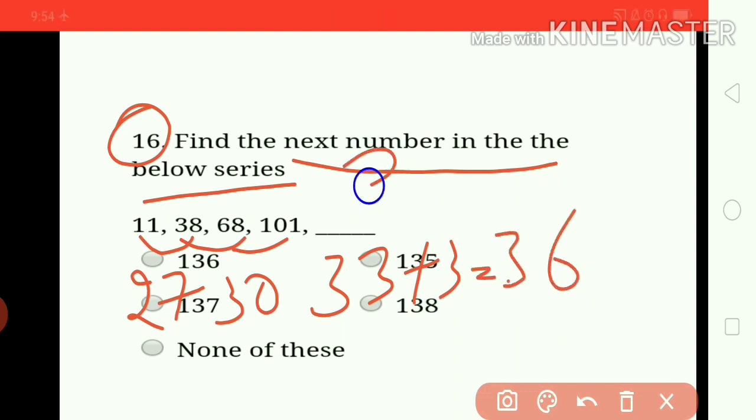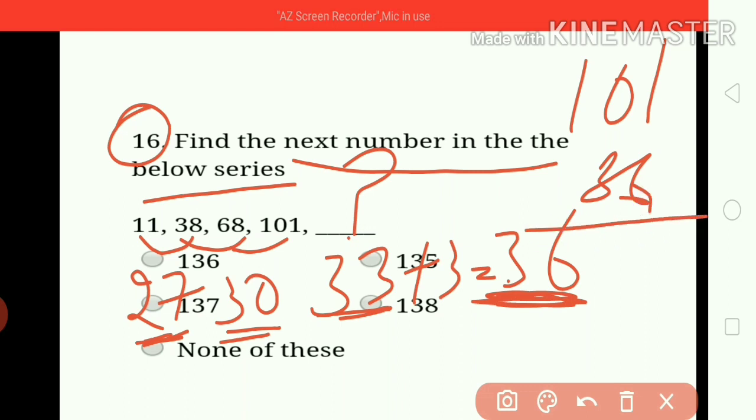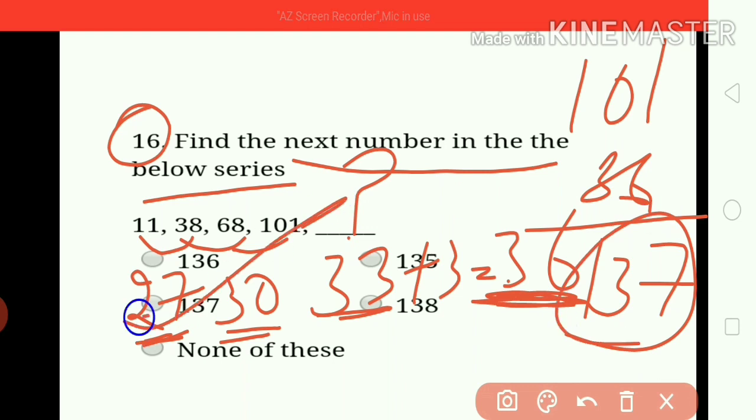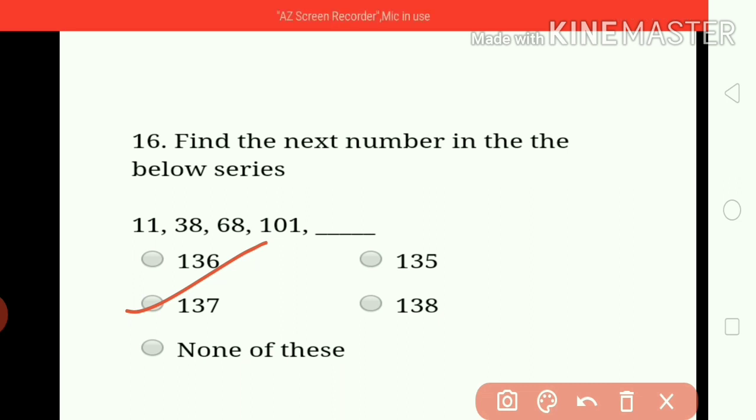So the next difference will be 36, because here you see the difference is in the table of 3. So 3 9s are 27, 3 10s are 30, 3 11s are 33, so 3 12s are 36, right? So we will add 101 with 36, we will get the resulting answer. 6 and 1 is 7, and it is 137. This is the C option, right? Clear?